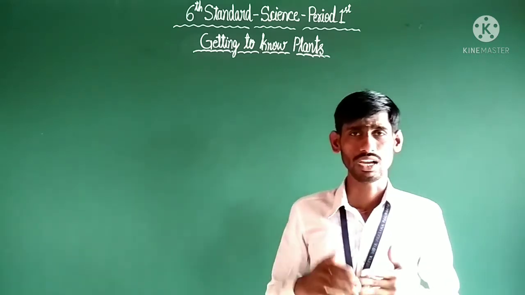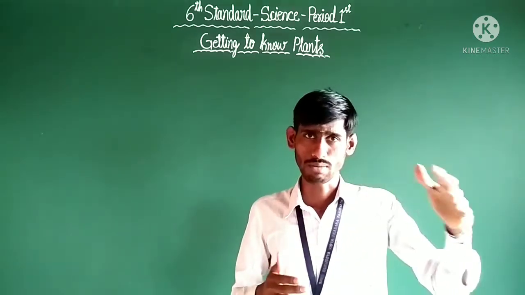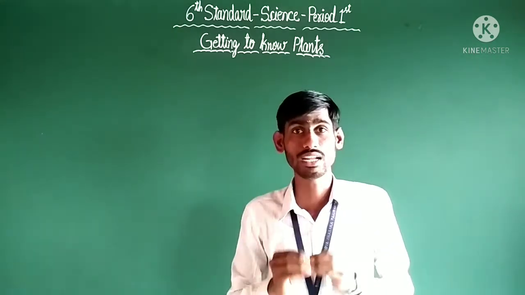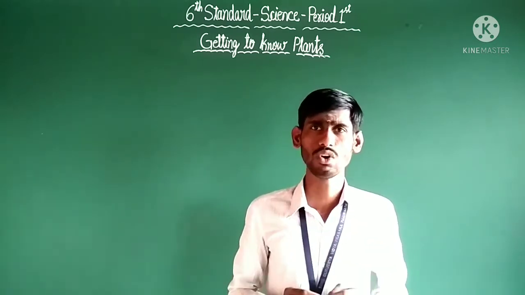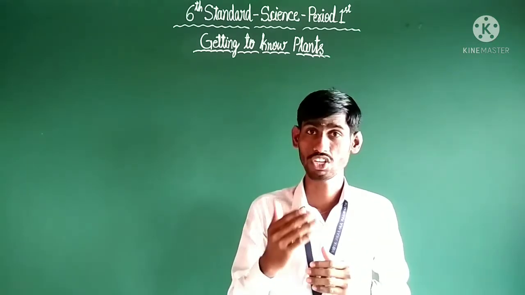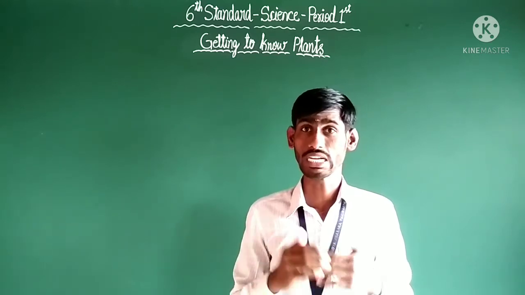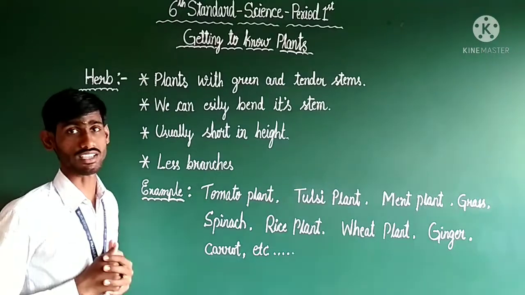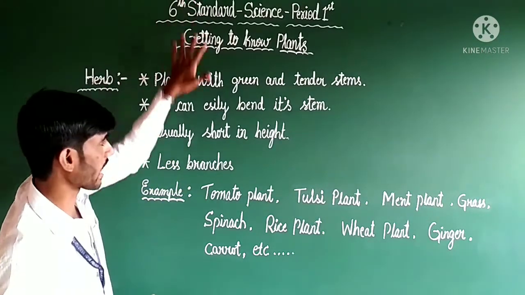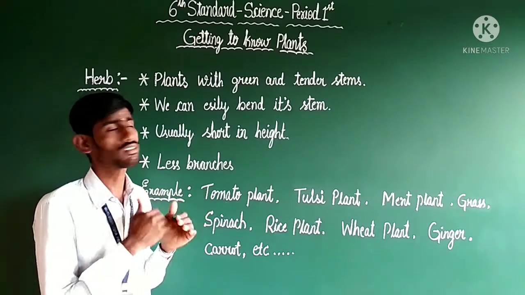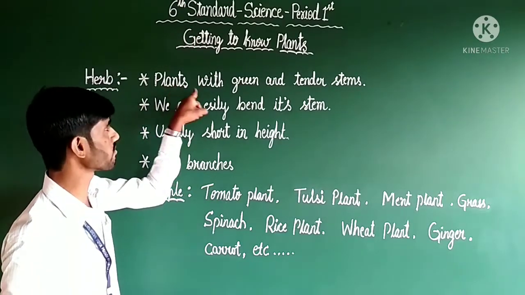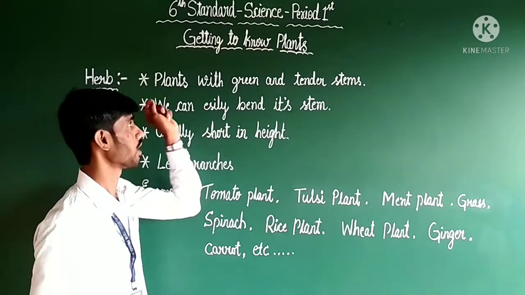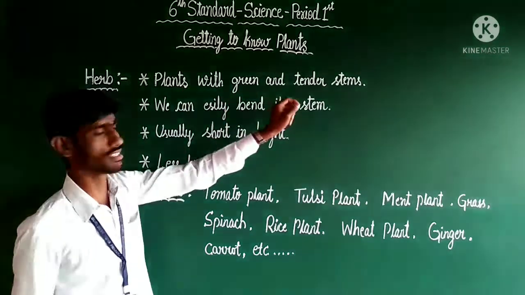Dear children, we are going to categorize herb as one group, shrub as one group, and tree as one group based on the characteristics. Let us know what is herb, what is shrub, and what are trees. Herbs. What are herbs? What are the characteristics of herb? Observe here. Let us know one by one. The first one is plants with green and tender stem. The herb is nothing but the plants with green and tender stem.